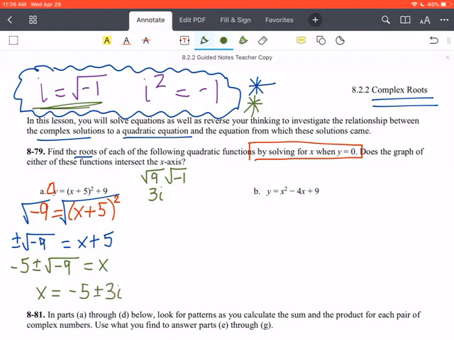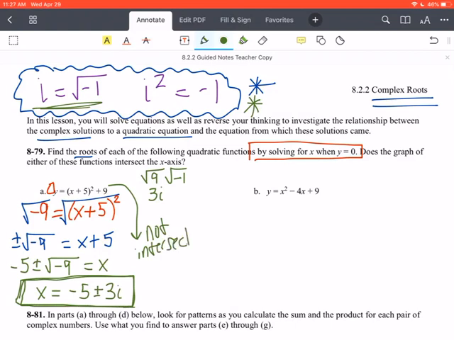Now remember the shortcut I said: when you see a square root of a negative, take the square root of the number, ignoring the negative, and then just tack the i on. We can see that this is a complex number because it has an imaginary component. So are these going to show up on the graph? No. This will not intersect the x-axis because of the complex root, the i component.